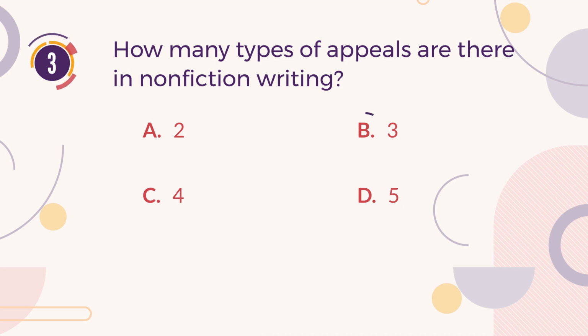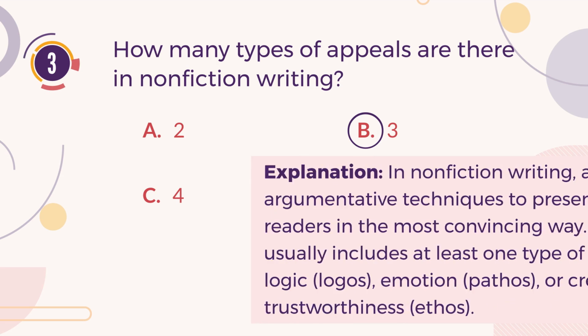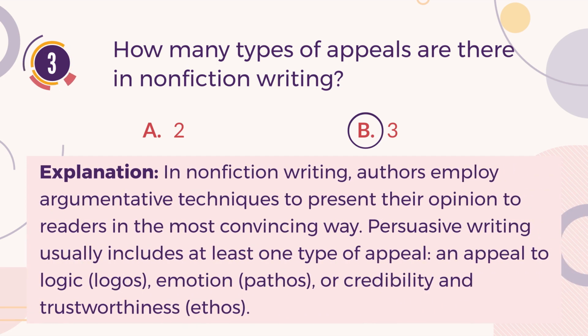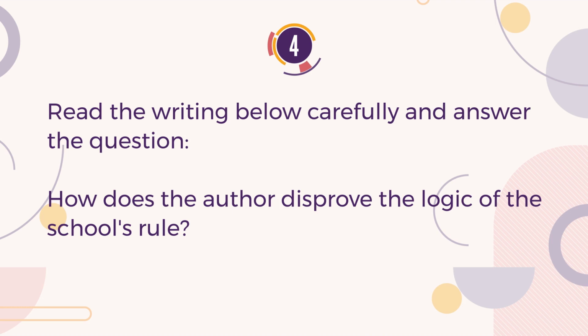The correct answer is B. 3. Explanation. In nonfiction writing, authors employ argumentative techniques to present their opinion to readers in the most convincing way. Persuasive writing usually includes at least one type of appeal: an appeal to logic, logos, emotion, pathos, or credibility and trustworthiness, ethos.